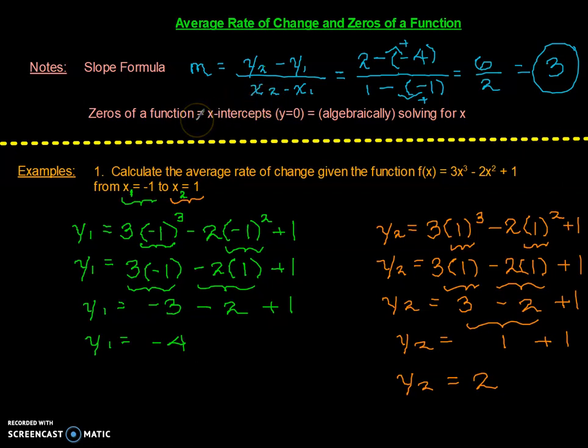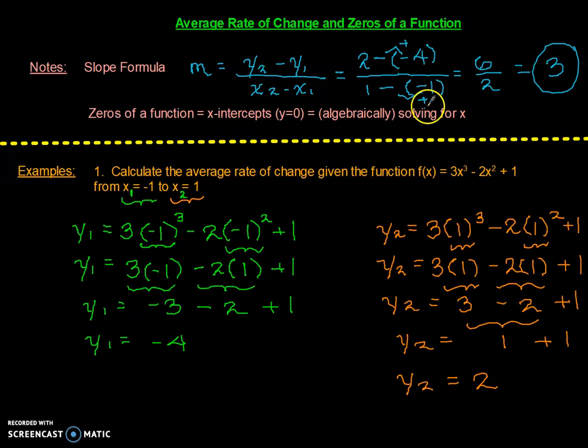Okay, now the zeros of a function. The zeros of a function are just the x-intercepts. Algebraically, they're when you're solving for x. And remember that the first step whenever you solve for x is you change y to 0. So x-intercepts are points on the graph on the x-axis, because if ever you look at the x-axis and you just identify a point, the y value is always 0.